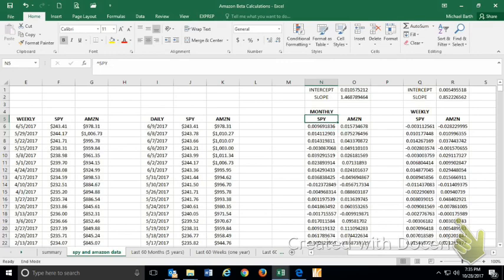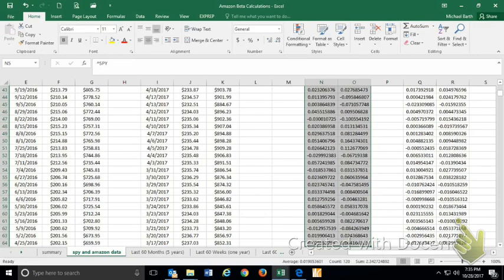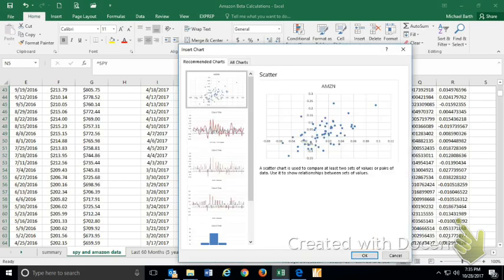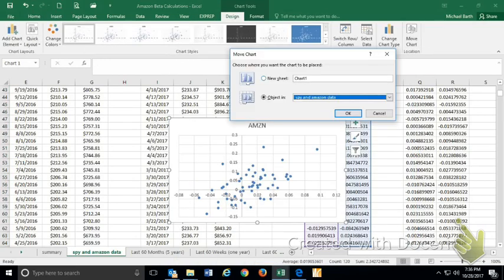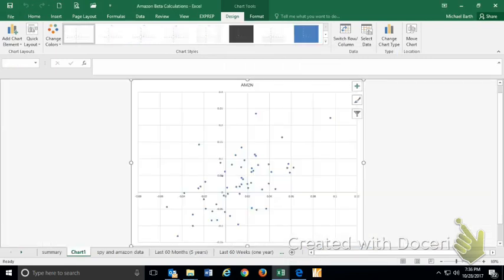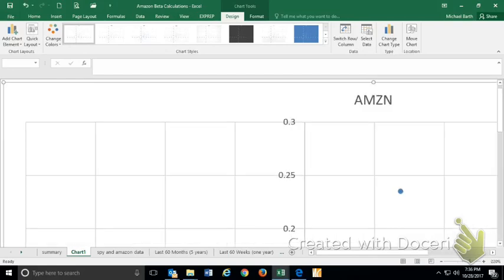Another way to do that is to simply graph it. If I make an XY graph, which Excel calls a scatter chart, all right, so over the last 5 years, I know this isn't as easy to see as it could be, but that's why I posted this spreadsheet itself.